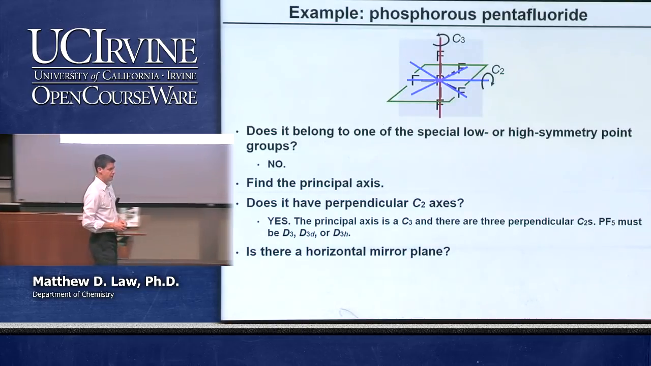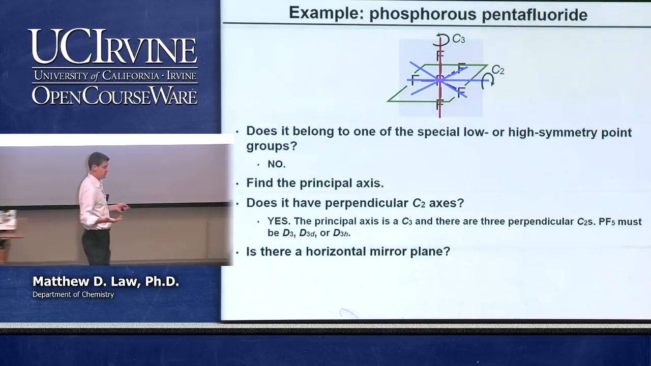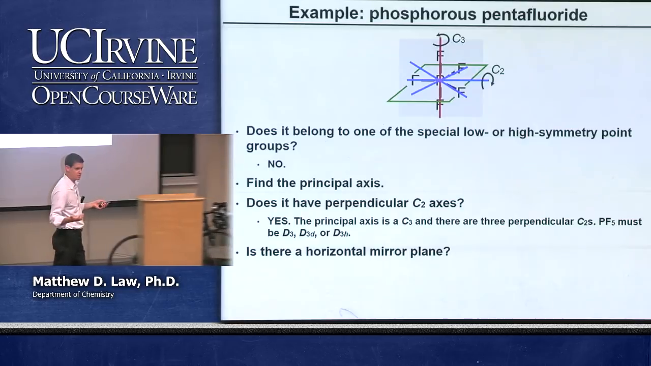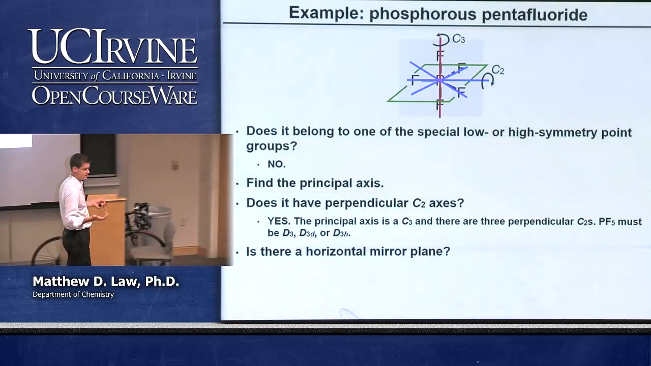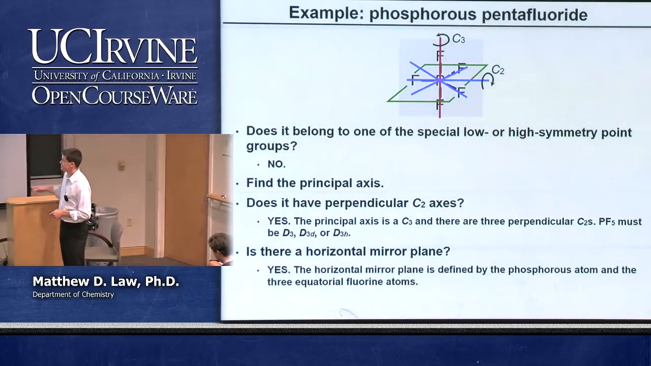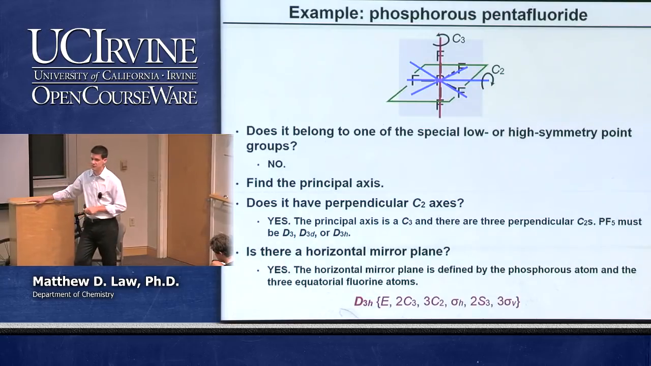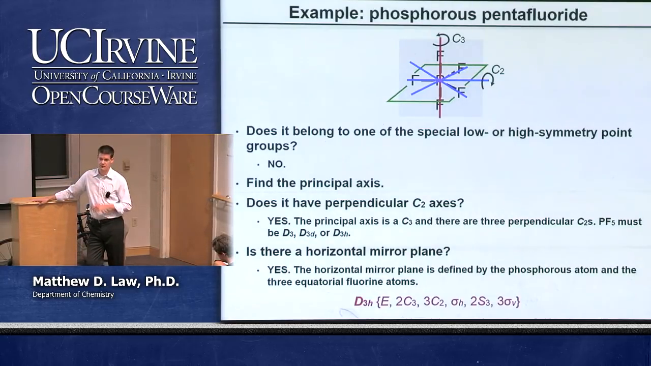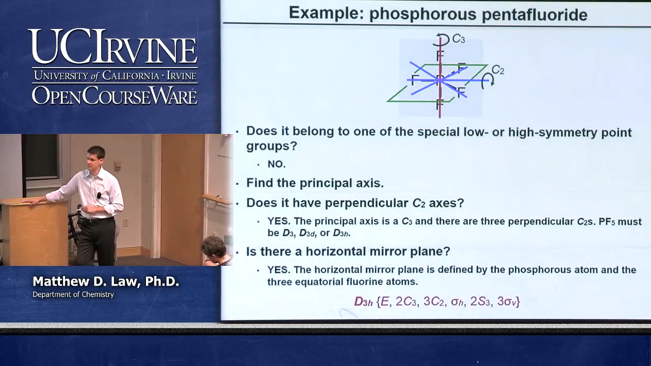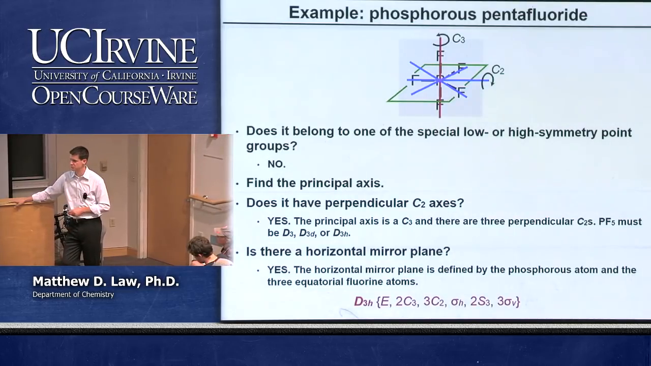Okay? And so, yeah, we've now finished. We've determined that there's a horizontal mirror plane, we have perpendicular C2s, and we have a C3 principal axis. So that means that we're D3h. Okay? That completes the decision tree. In this case, there's not that many decisions because we found that we have a horizontal mirror plane.